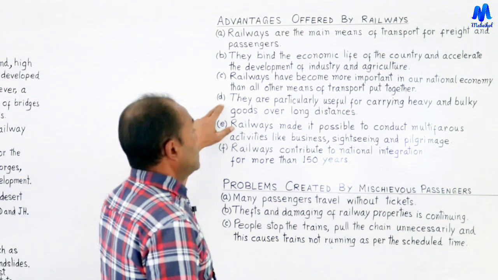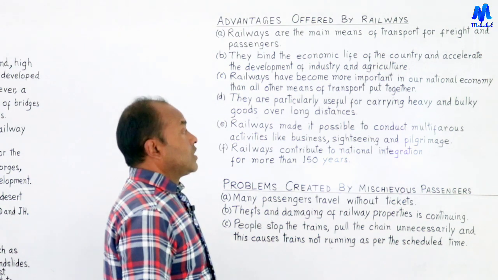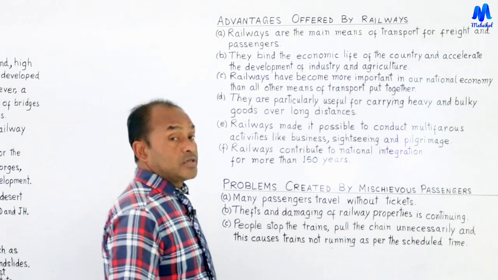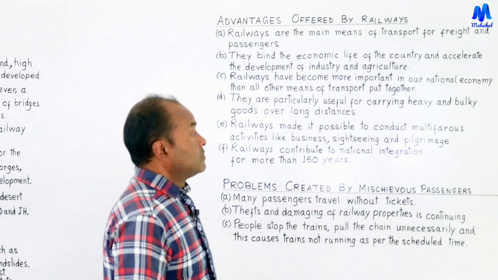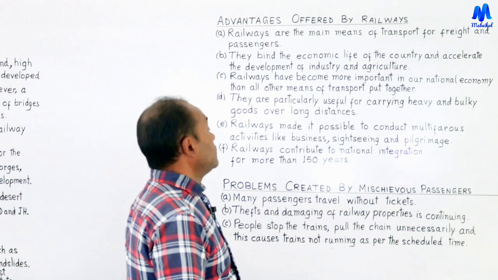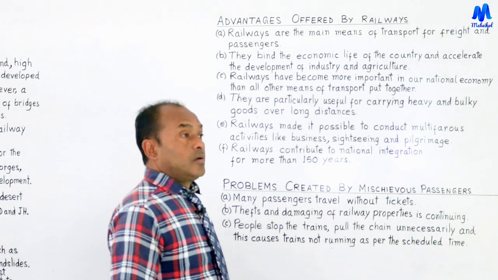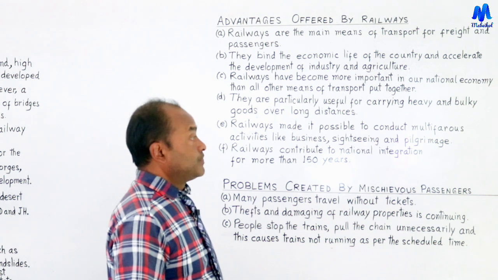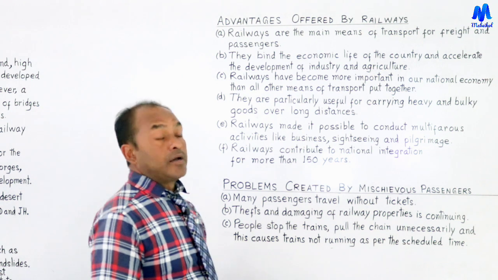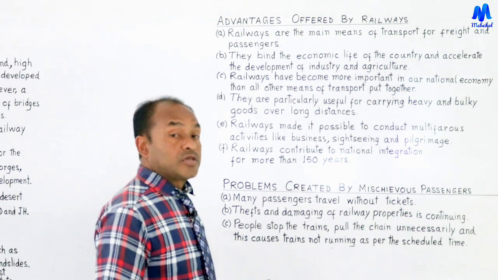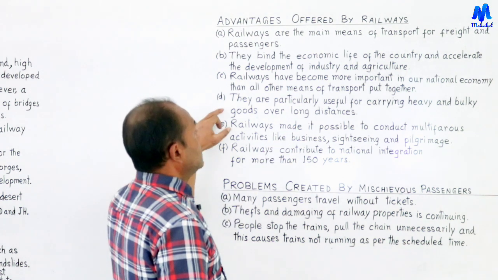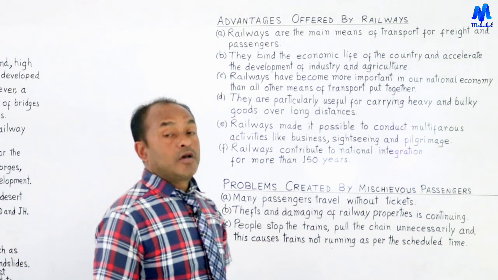Okay. Number D. They are particularly useful for carrying heavy and bulky goods over long distances. Heavy goods and bulky goods, like massive transformers and massive vehicles, are carried by the railways over long distances. So likewise, they are particularly useful for carrying heavy and bulky goods.